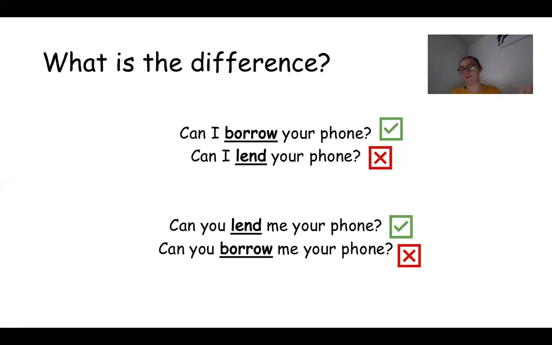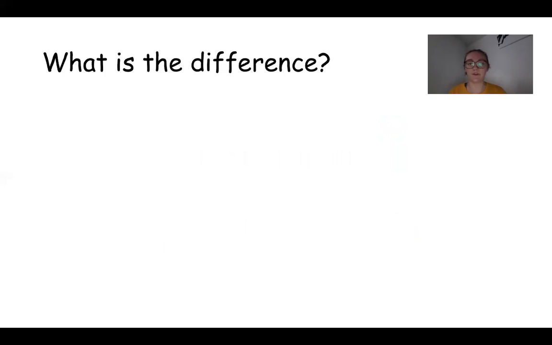But you can't say, can I lend your phone? Because that means something different. And you can't say, can you borrow me your phone? Because that one's just confusing. They don't know who you're talking about, because when, can you borrow? You're asking somebody else to take something that's yours. So that's why it's kind of hard to understand for English speakers.